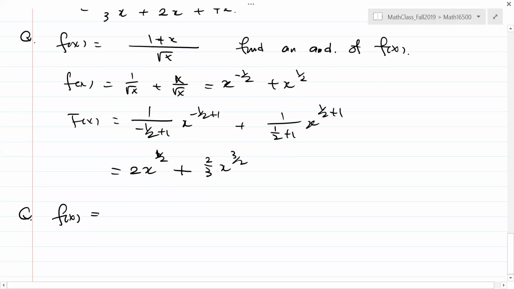Find the antiderivative of the function here. It's going to be x to the 1/3 times (1 minus x squared). Find an antiderivative of this f of x. Are you able to do that? Try this.